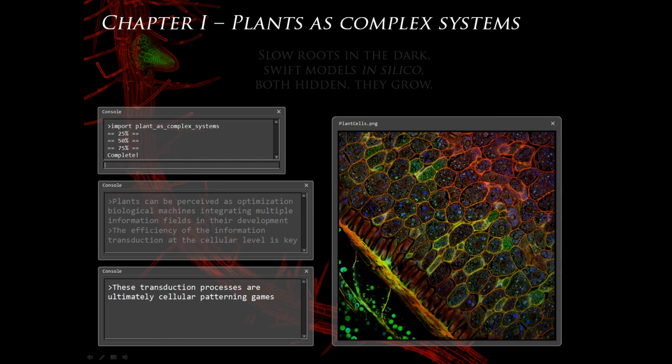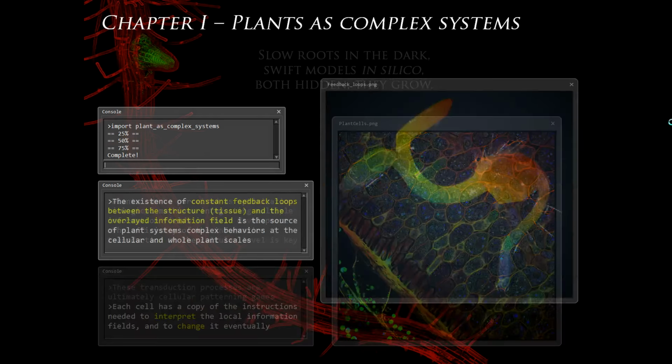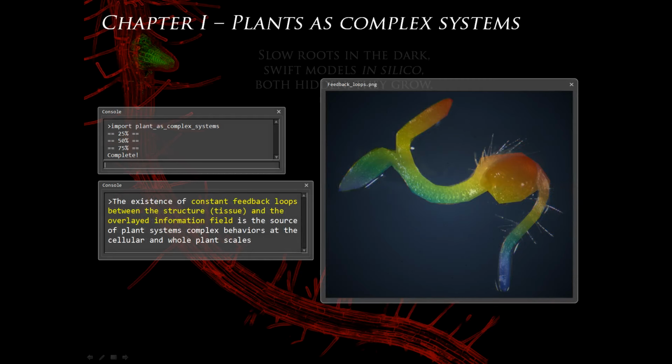What I mean by that is that each cell within the plant has a copy of the instructions, the actual genetic code, which is needed to interpret the local information field that the plant has generated and to eventually change it. The existence of constant feedback loops between the structure, which is a tissue, and the overlaid information field is the source of plant systems' complex behavior at the cellular and whole plant scales.